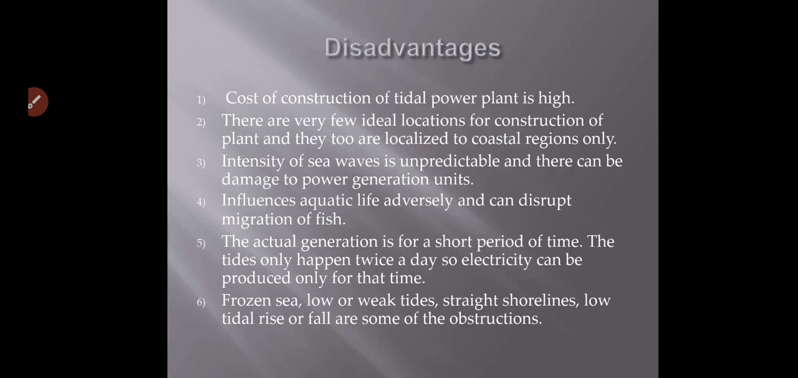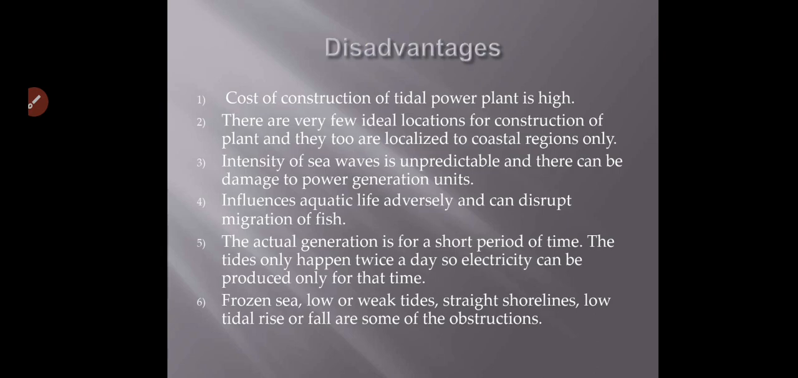Next, coming to the part, it influences aquatic life adversely and can disrupt migration of fish. Then the disadvantages include high tidal power plant construction cost, and it has a negative influence on marine life forms.